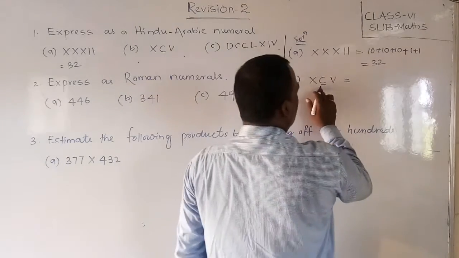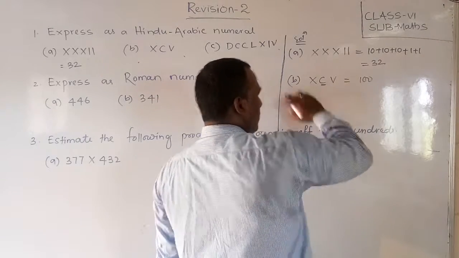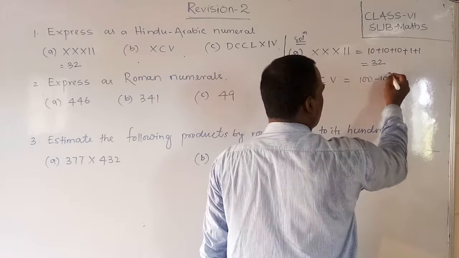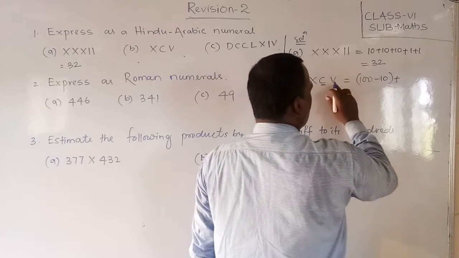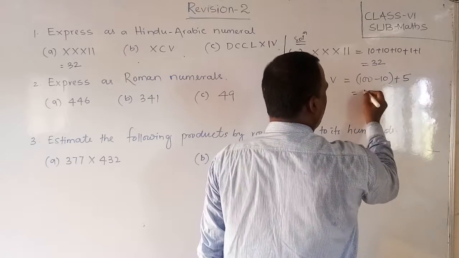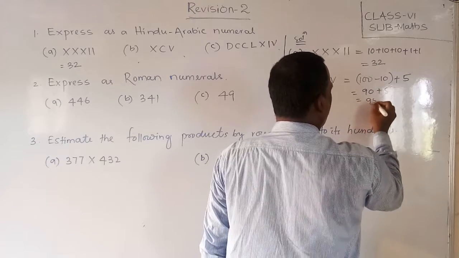So this 100, the first big number, you have to write. The left side number is subtraction, so minus 10. Plus here V means 5. That means 100 minus 10 is 90, plus 5 is equal to 95.